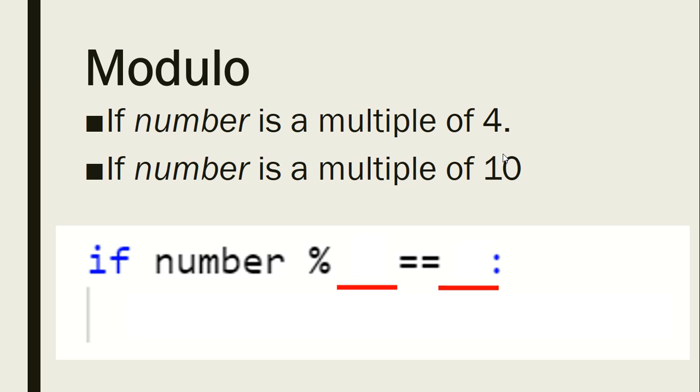What if I was looking for a multiple of 10? What would that look like? We'd have if number percent sign 10 equals 0. Think about that. What about 10? 10 divided by 10 goes into it one time, and does that have a remainder of 0? It sure does. What about 11? 11 divided by 10? No, it doesn't. It goes into it once with a remainder of 1.